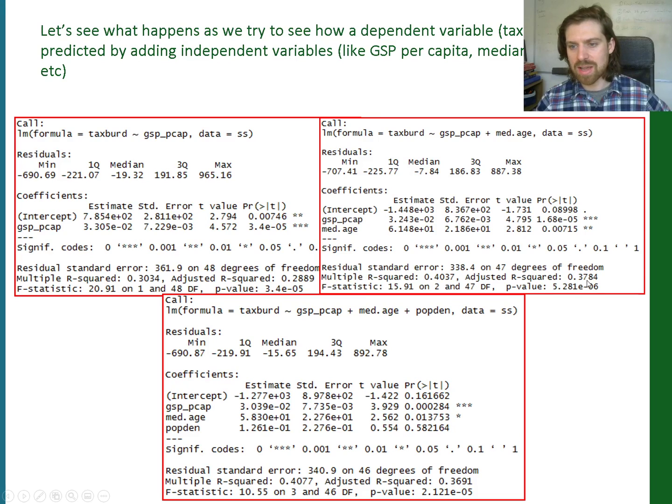So we've got 28% data variance over here for a single variable. We've got 37% variance over here for 2 explanatory variables, and then we've got 36% variance explained over here when we've got 3 explanatory variables.